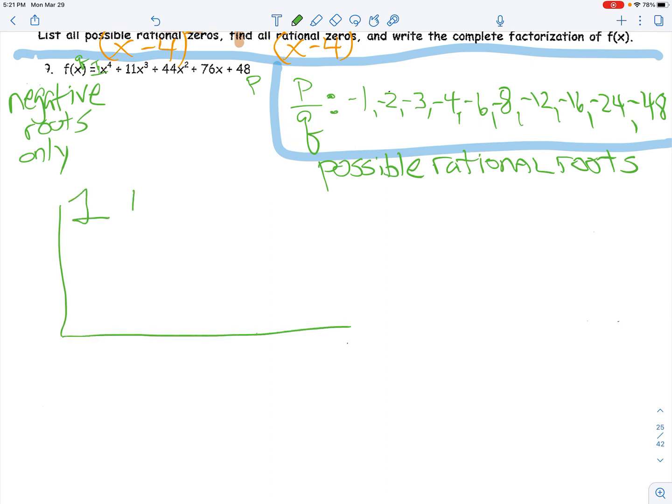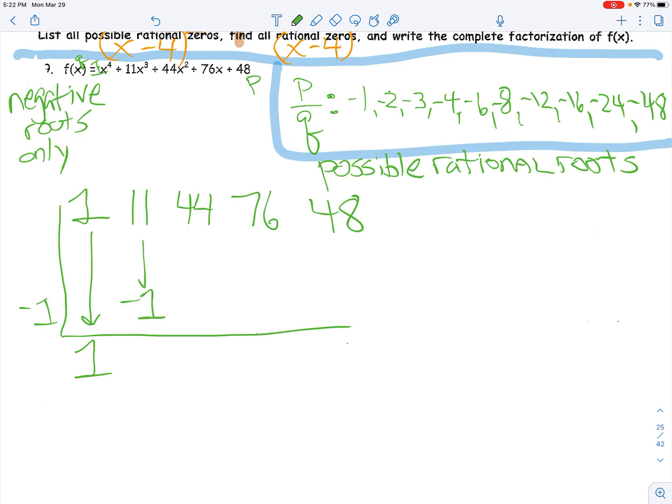Do a synthetic division: 1 for your x^4, 11 for your x^3, 44 for your x^2, 76 for your x, 48 for your constant. There's no gaps here, x^4 to x^3 to x^2 to x^1 to 48, and here we go. All right, let me test negative 1. Let's go back to my old standard ways here.